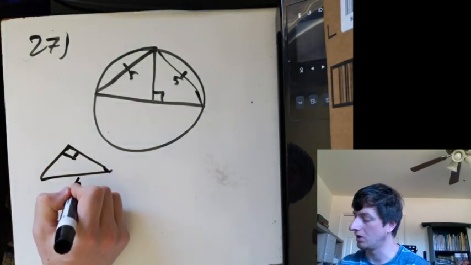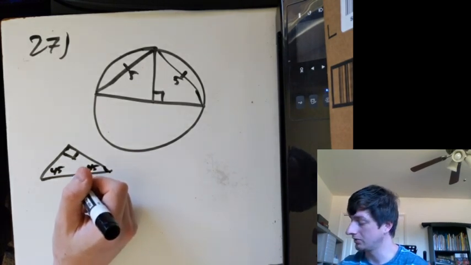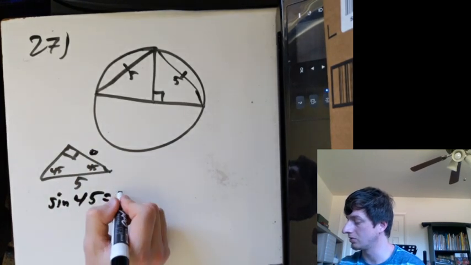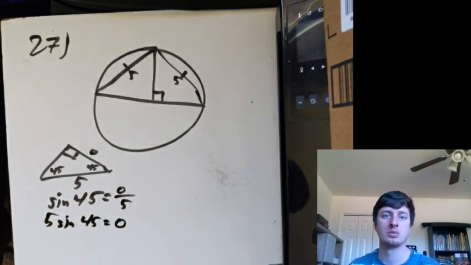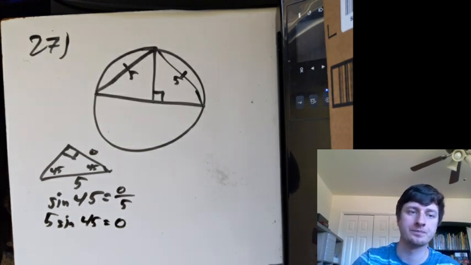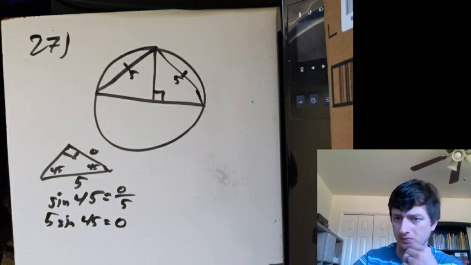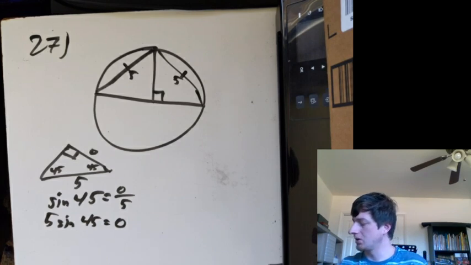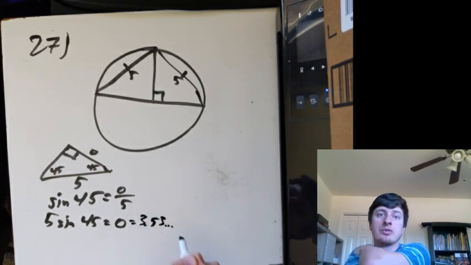There's a couple ways to do this. I'm going to use one of our trig functions. We would use sine. Sine 45 is equal to opposite over the hypotenuse, over 5. So 5 sine 45 equals the opposite side, which is the radius. And plug that into a calculator. My calculator's in degrees. And then this is going to be not a pretty number. About 3.53. And then that's the radius.